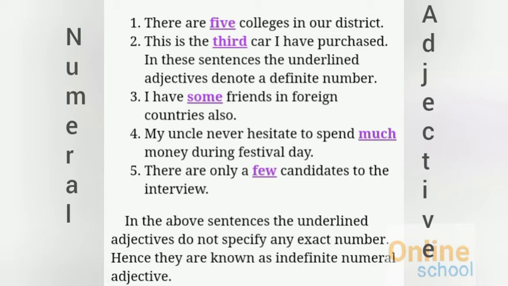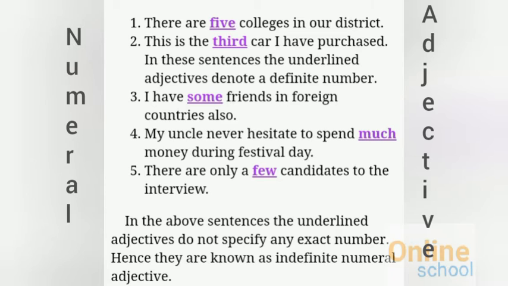Example: there are 5 colleges in our district. Number 2, this is the third car I have purchased. In this sentence, the underlined adjectives denote a definite number. Number 3, I have some friends in foreign countries also. Number 4, my uncle never hesitated to spend much money during festival day. Number 5, there are only a few candidates to the interview.